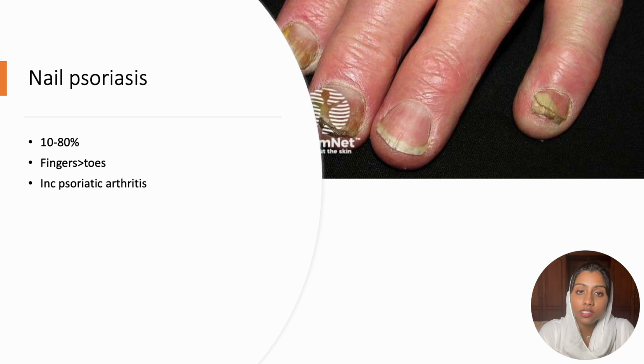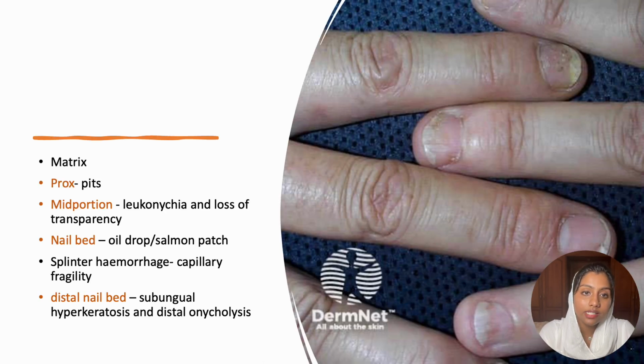The different nail involvement depends on which site of the nail is involved. Is it the nail bed? Is it the nail matrix, etc.? If the proximal matrix of the nail is involved, you might generally get pits in the nails, as you can see in this image. If the mid portion is involved, you get leukonychia, where you will get white nails and loss of transparency. If the nail bed is involved, you will get what we call oil drop or salmon patch. This is highly specific for psoriasis.